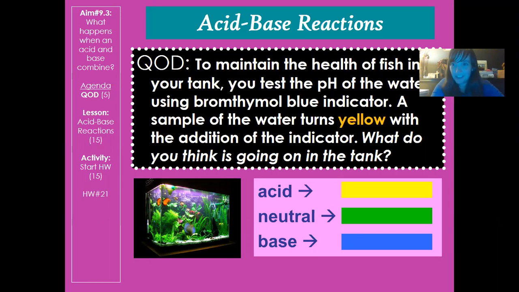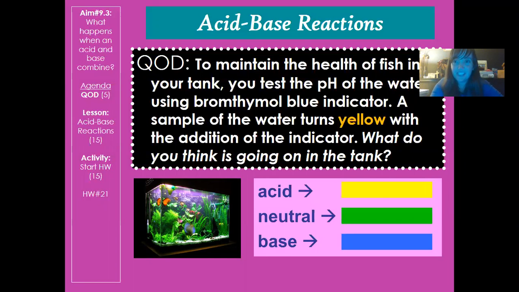All right, this question of the day is from a mini lab that we didn't get to do in person, but I think you'll be able to figure it out anyway. It says, to maintain the health of fish in your tank, you test the pH of the water using bromothymol blue indicator. A sample of the water turns yellow with the addition of the indicator. What do you think is going on in the tank?